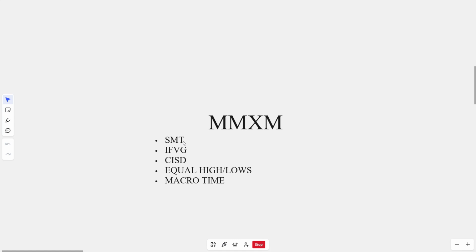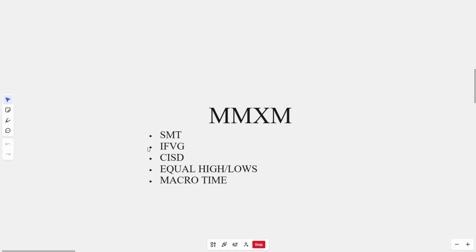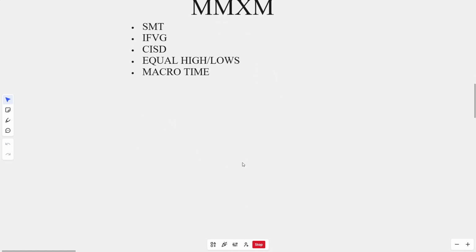And we need this SMT. It's very important, SMT. And then here you can either have inverse fair value gap or change in state. It's an and-or type of situation here. Even if you have both, that's great, but if you have an IFVG with a CSD, that's fine. You can have a CSD with an IFVG, it's still fine. But I feel like it is much stronger if you get an IFVG compared to the CSD. Anyway, enough with that, let's move on.